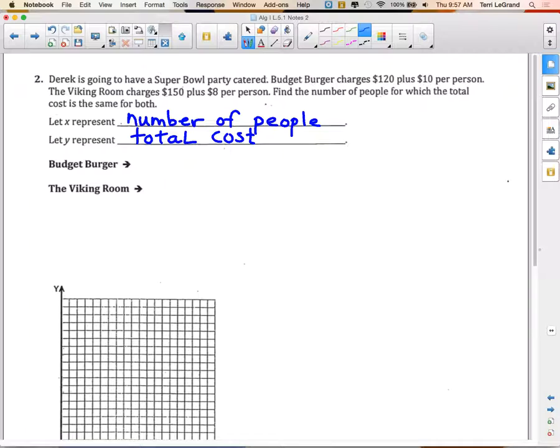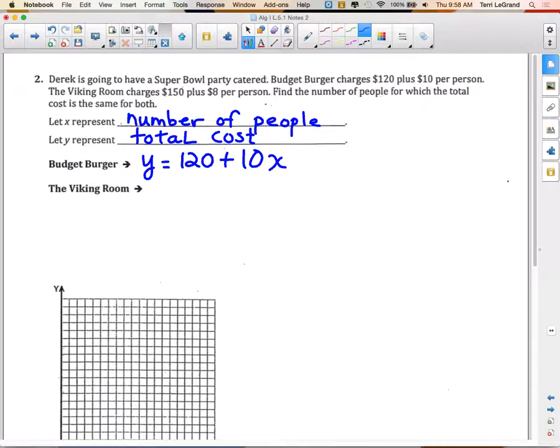So what equation could we use that would represent how much it would cost us to go with Budget Burger? What equation could we use there? Tate? Y equals 120 plus 10x. So not even looking up at the paragraph above, I'm going to say the total cost for me to go with Budget Burger is a $120 one-time charge and $10 for every person. Is that what it is?